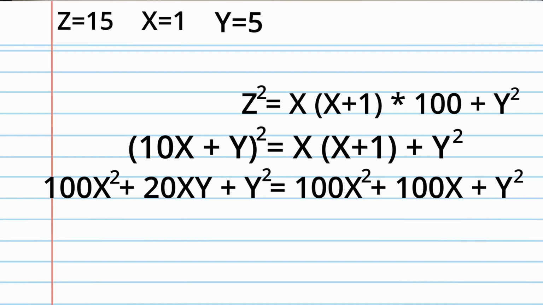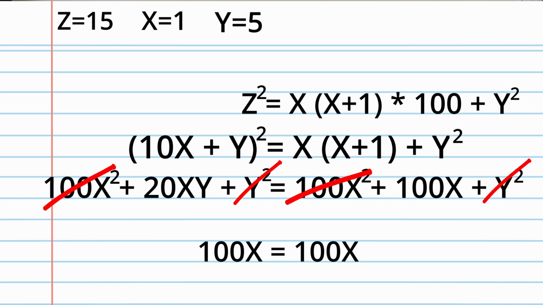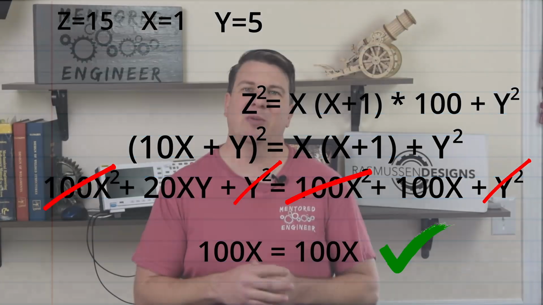So we can see right off the bat that the 100x squared cancels out on each side, and the y squared cancels out on each side. So we're making some progress. All right, but what about that 20xy and we got 100x on the other side? Those don't quite match up. But let's go back. Remember, what is y equal to? y is equal to 5. So what's 20 times 5? That's 100. So now we have 100x equals 100x, and those cancel out. As a result, we have a mathematical proof that says this cool party trick works.